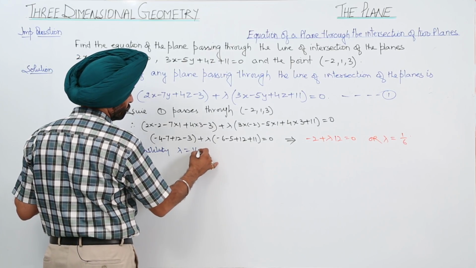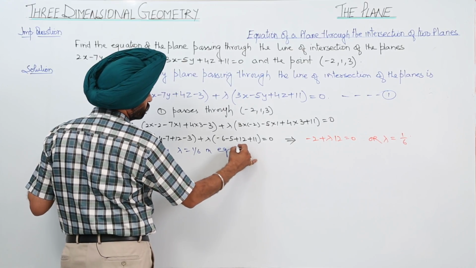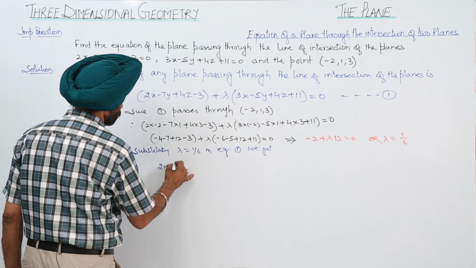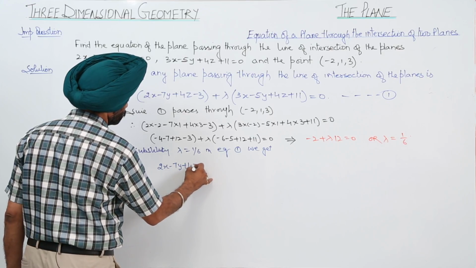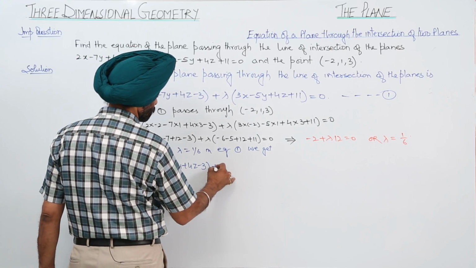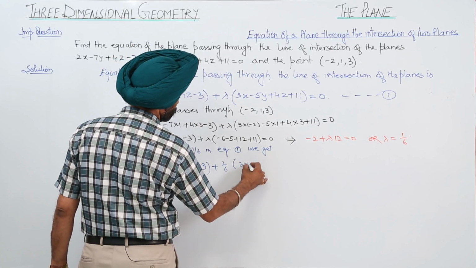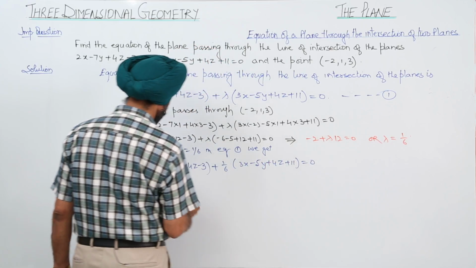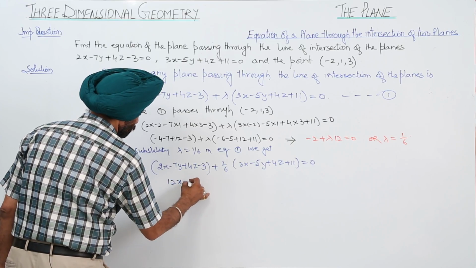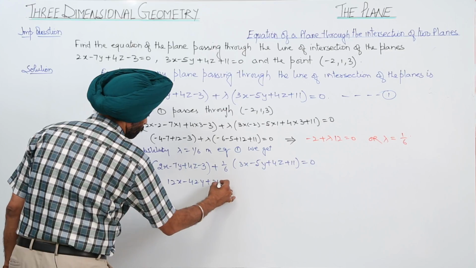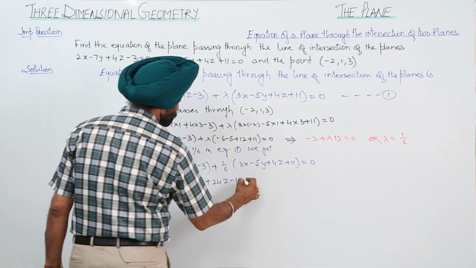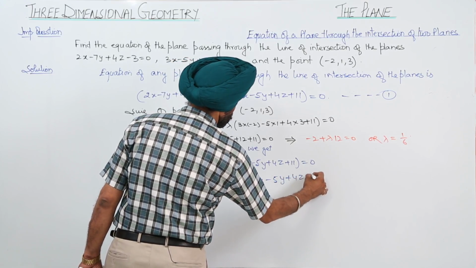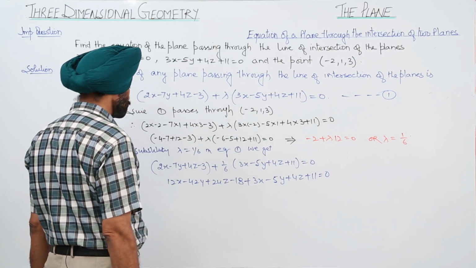Substituting lambda is equal to 1 upon 6 in equation 1, we get 2x minus 7y plus 4z minus 3 plus 1 upon 6 times (3x minus 5y plus 4z plus 11) is equal to 0, or 12x minus 42y plus 24z minus 18 plus 3x minus 5y plus 4z plus 11 is equal to 0.